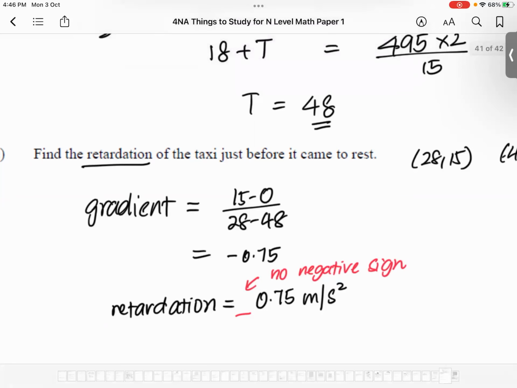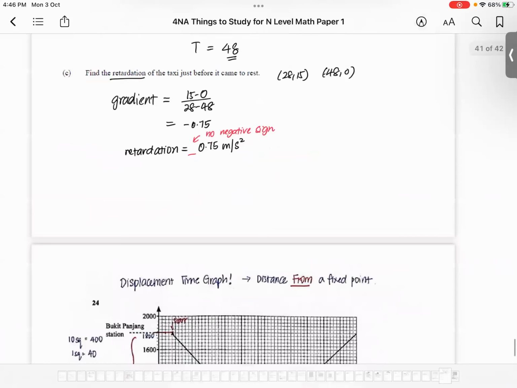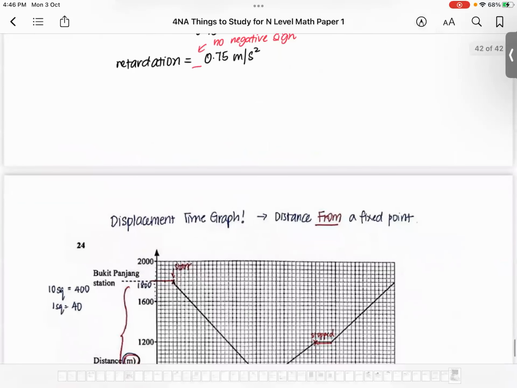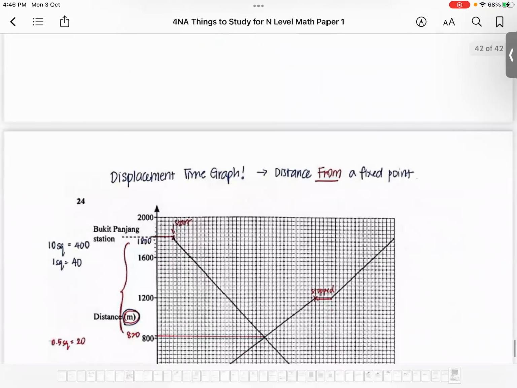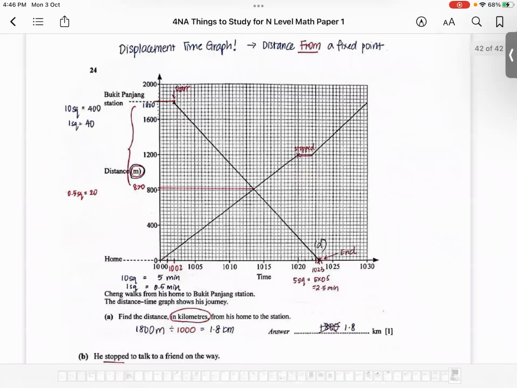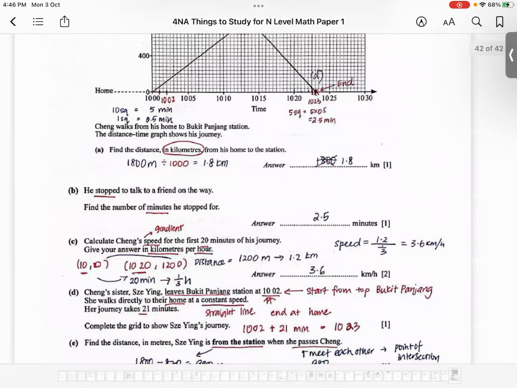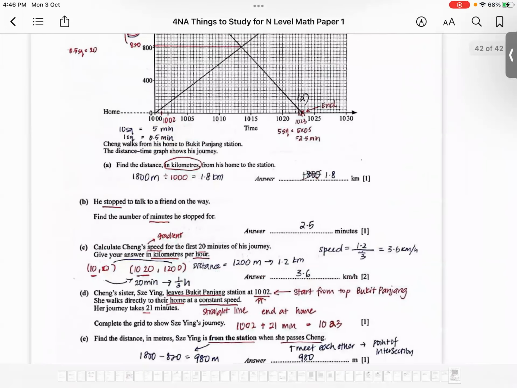Okay. The last question over here, I'm not going to explain. Those of you who are in my class, please go and read my or watch my 2021 paper 1 video. Explain this graph. This question is a super difficult question. Many concepts inside. And this is the application questions of graph. Okay, so go and watch it video.